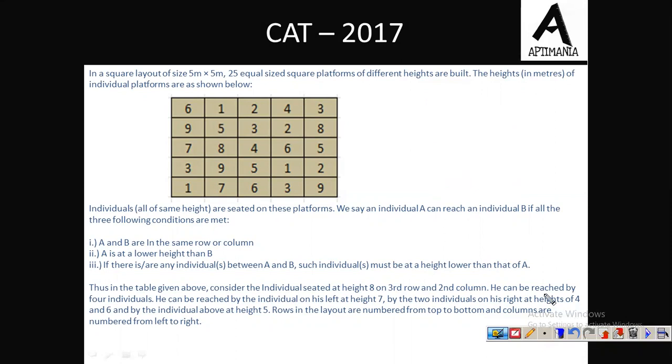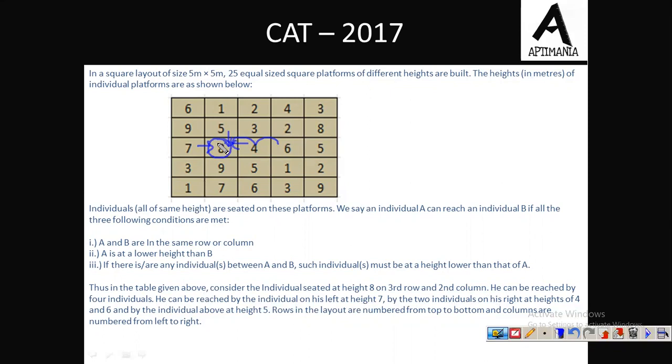Now thus in the table above, consider the individual seated at height 8 on third row and second column. So third row and second column. This. He can be reached by 4 individuals. Now 7 can reach, 5 can reach, 4 can reach over here. Fine. And he can be reached by individual on his left at height 7, by 2 individuals on his right at height 4. Now see, this 6 can also reach this 8. Fine, because from here 6 jumps over 4, which is lower height, so 6 can also reach this 8. Okay, so this is the condition.